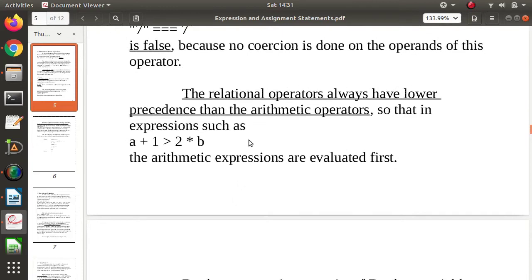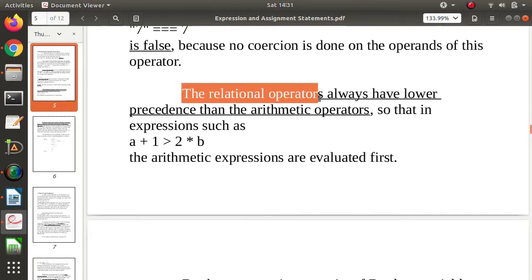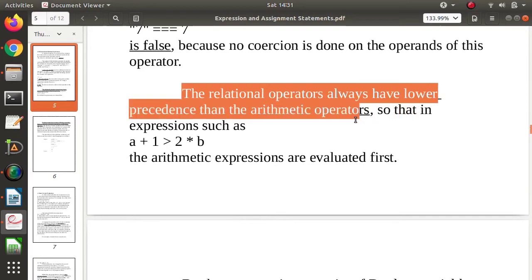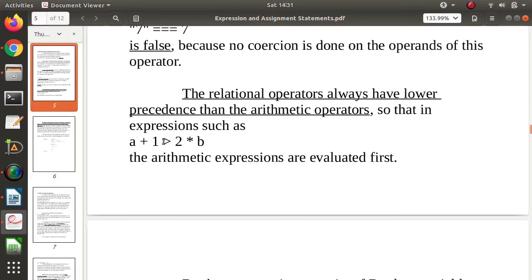Now see, if we consider the precedence, the relational operators always have lower precedence than the arithmetic operators. For example, here you can see, this is a relational operator. Here we are doing some comparison, that's why it is a relational operator. And here this is an arithmetic operator. Arithmetic operators have the highest precedence compared to relational operators. So this will be evaluated first, and then this relational operator is applied.